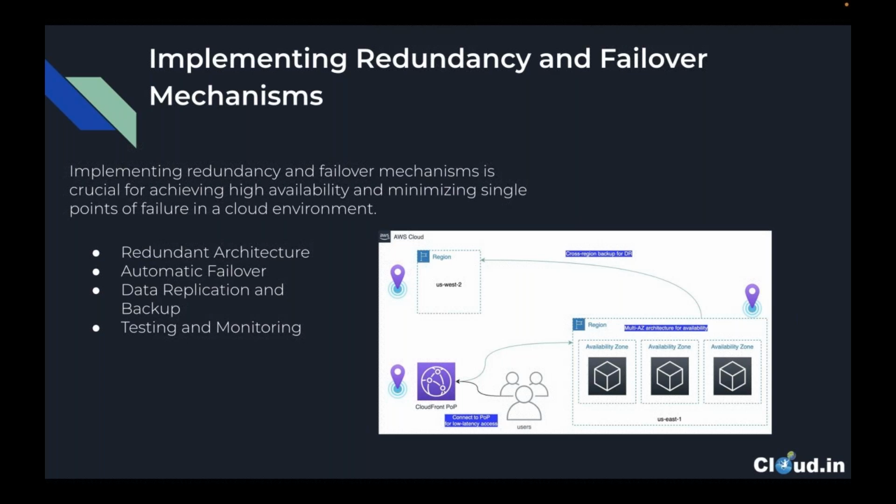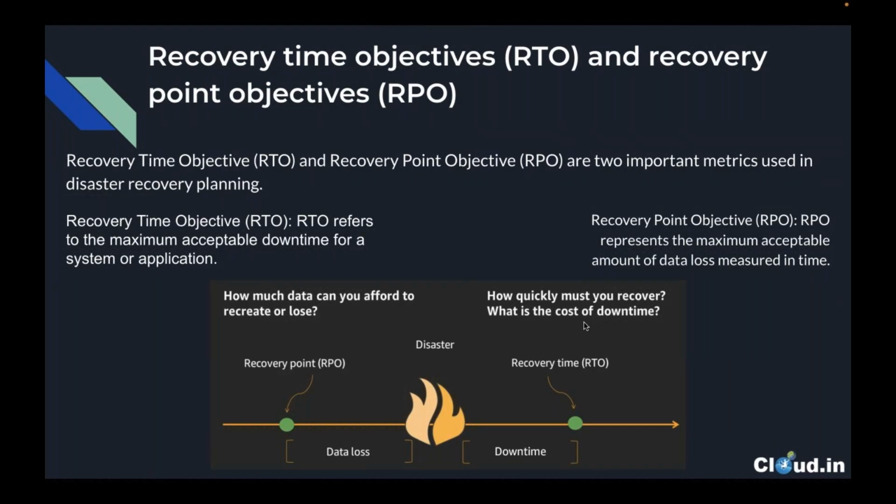Moving on, as you can see, we have a picture over here which shows the cross-region backup using a DR strategy and also a multi-availability zone architecture for availability. Next we have the recovery time objective, that is RTO, and the recovery point objective, that is RPO. These two factors are very important when you consider disaster recovery strategies.